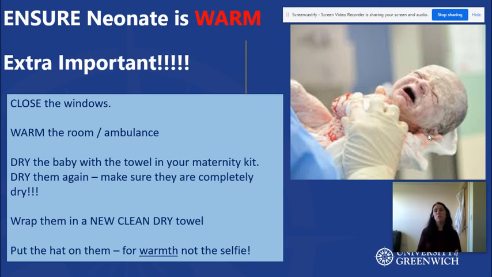Dry the baby. So you should definitely have 2 towels. If for some reason your maternity kit only has 1 or none, get that family to get me some towels, dishcloths, anything at all. So you want something dry, first of all. This is what you're going to rub the baby with. You're going to have a dry towel, hopefully.